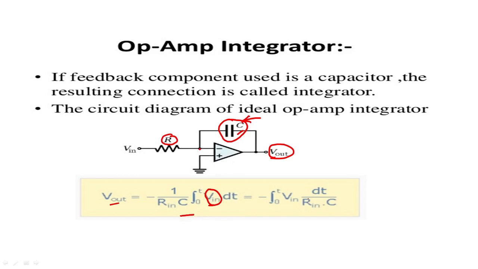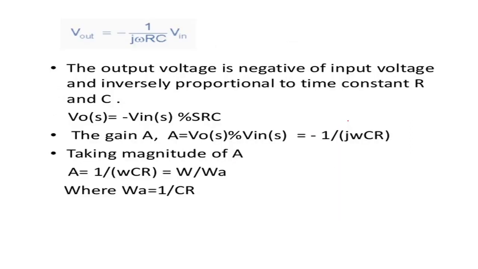From this, taking everything in between, we get V in dt. That is nothing but 1 divided by RC into the integration of V in. Whatever the value of V in, it is integrated over time 0 to t with respect to the R and C components. Suppose the product of R and C is 1, then I will get minus the integration of V in dt from 0 to t. So this is the ideal integrator circuit.